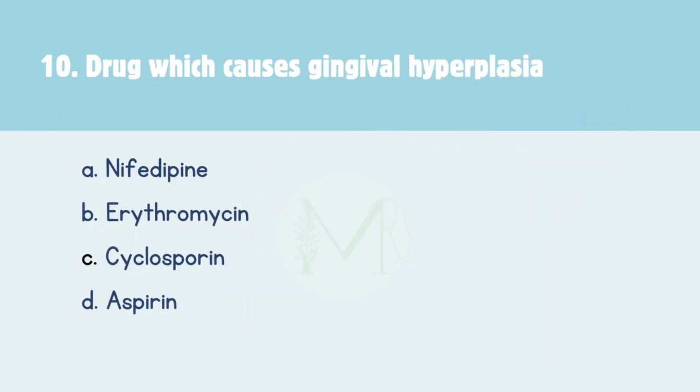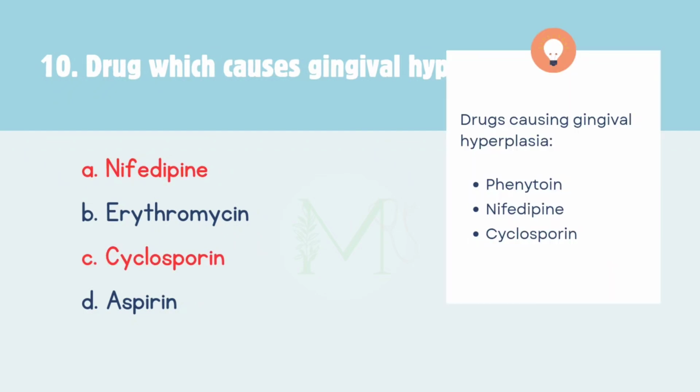The next question, drug which causes gingival hyperplasia. The options are nifedipine, erythromycin, cyclosporin, aspirin. The correct answer is nifedipine and cyclosporin. I'll tell you why. Gingival hyperplasia is also known as overgrowth of the gums. Gingival hyperplasia are of many types, and especially there is another type which is drug-induced gingival hyperplasia, wherein certain drugs are known to cause this overgrowth of the gums.